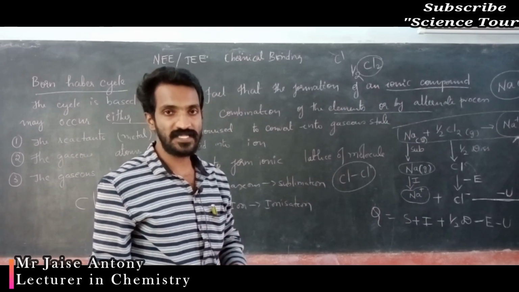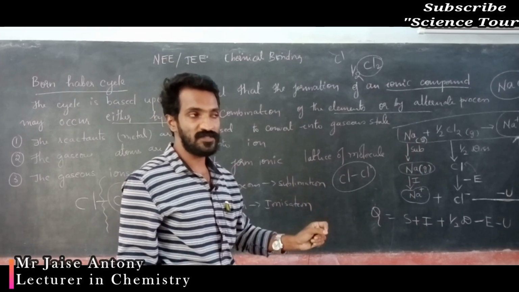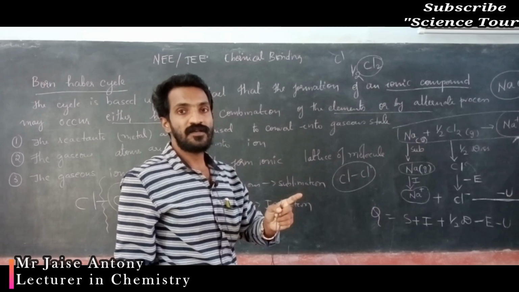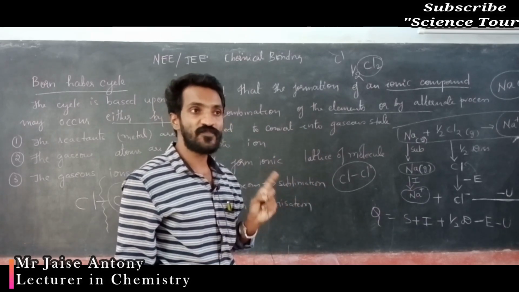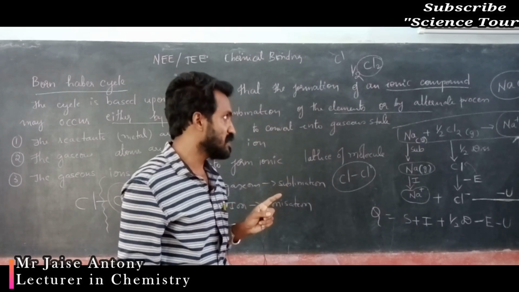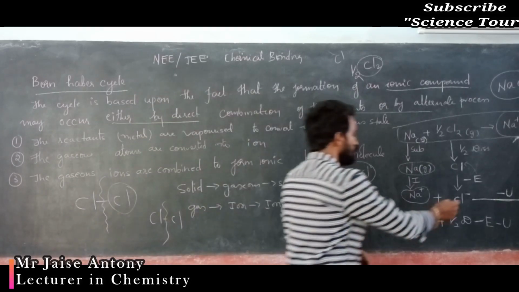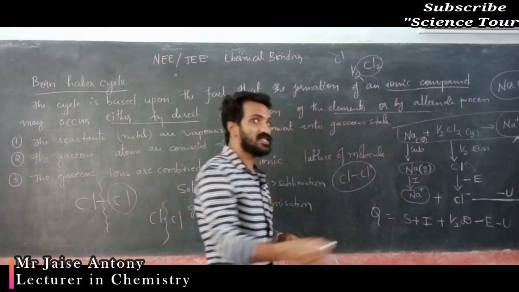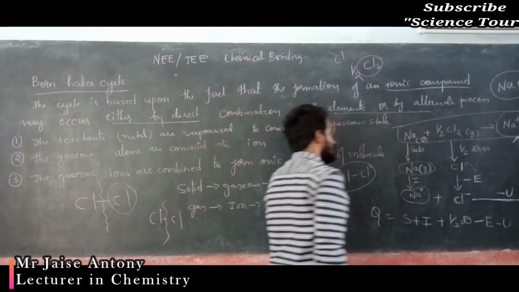What is lattice energy? It is the energy released during the combination of ions of sodium and chloride to form 1 mole of crystal lattice of sodium chloride. It is called lattice energy, denoted by U. So minus U means energy released during combination of sodium and chloride.